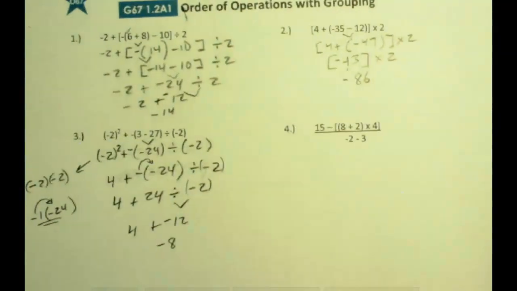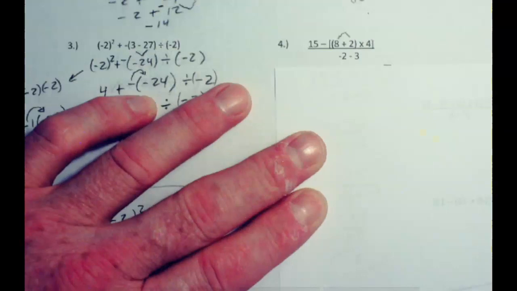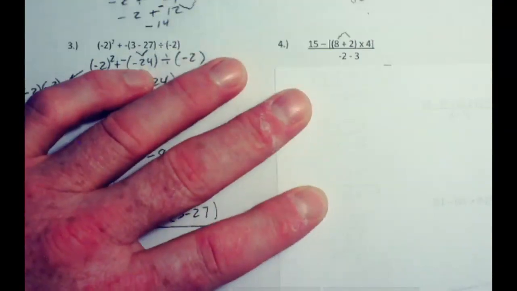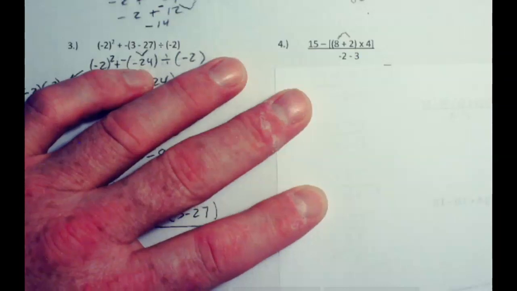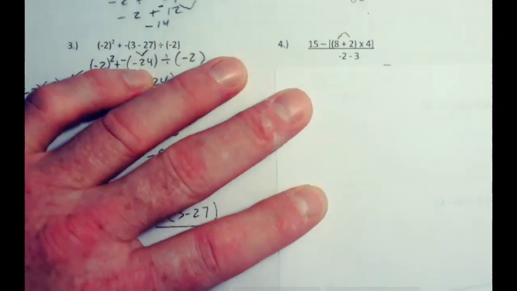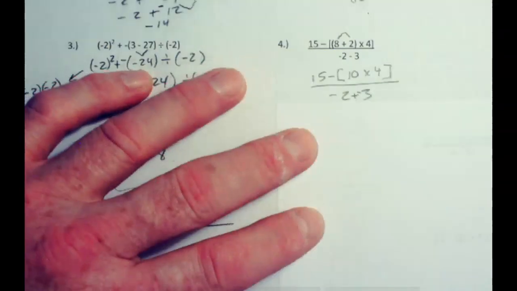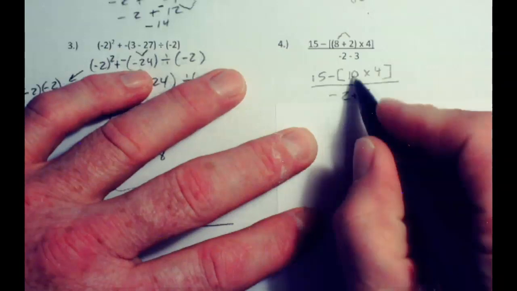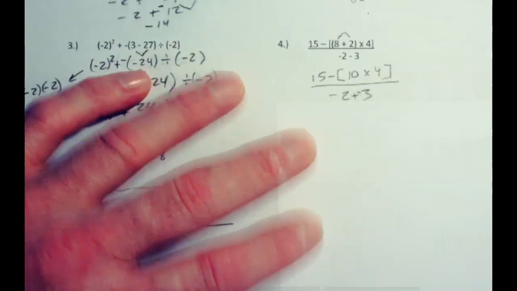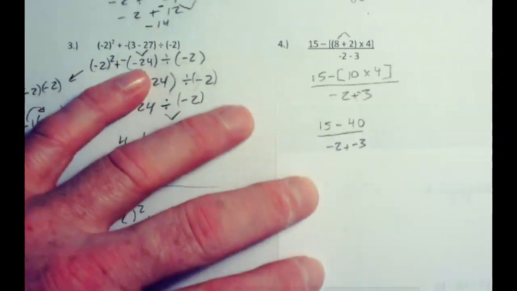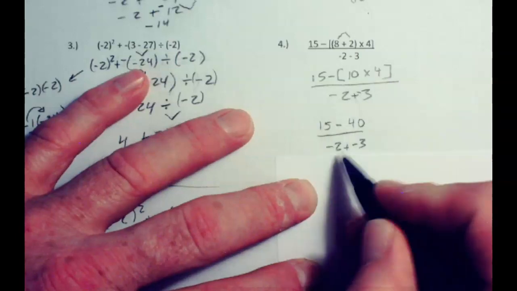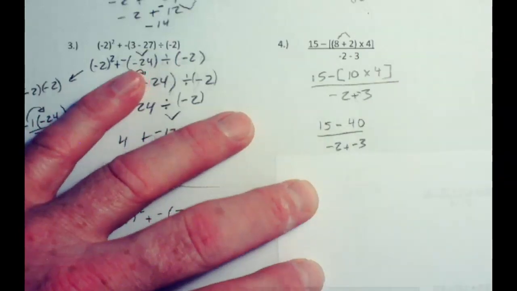All right, well, I forgot to hit the record button, so I worked this problem without the camera on. Instead of rewriting, I'll just take you through it. The first thing you have to do here is the 8 plus the 2. When you do that and you recopy everything, you've got 15 minus 10 times 4. And on the bottom, you have negative 2 plus a negative 3. The next step is you can multiply the 10 times 4. So now I have 15 minus 40. On the bottom, you have negative 2 plus a negative 3.